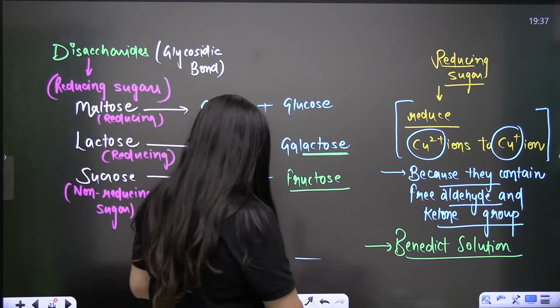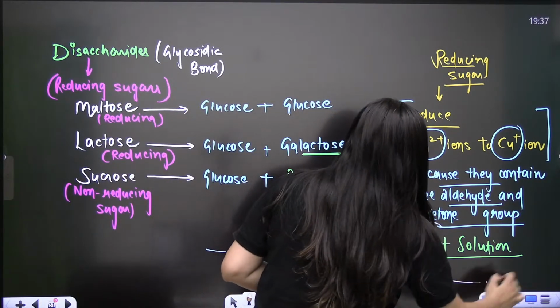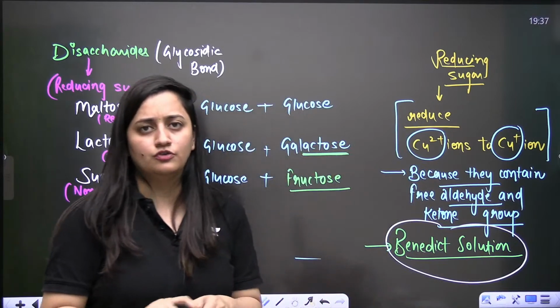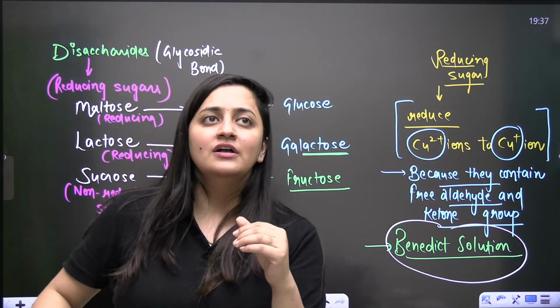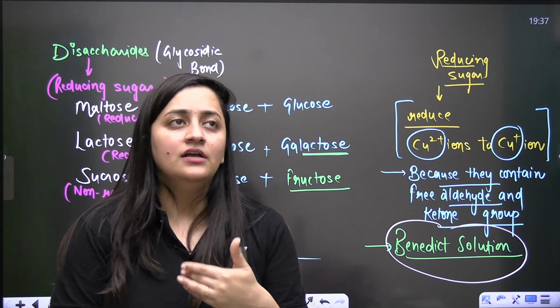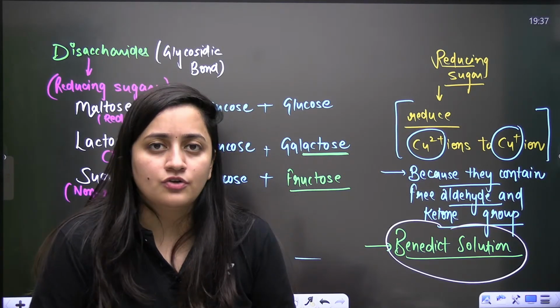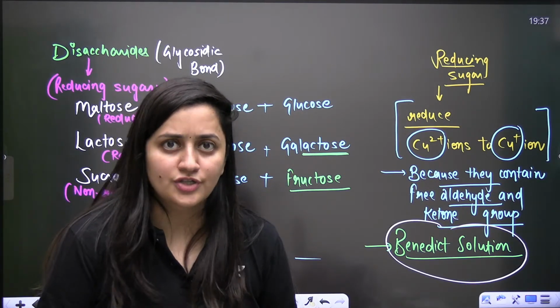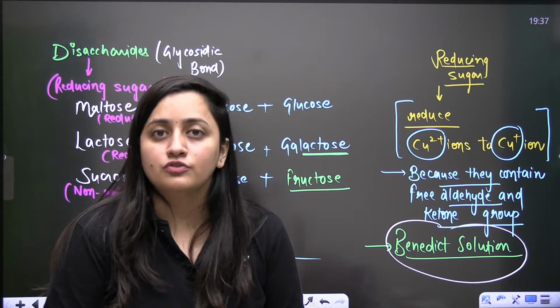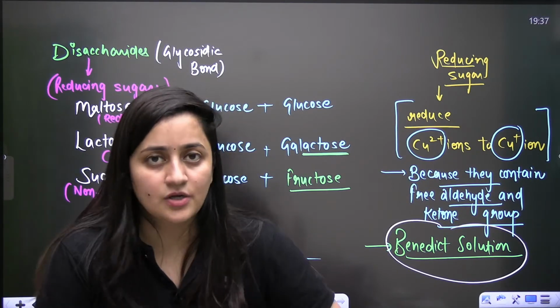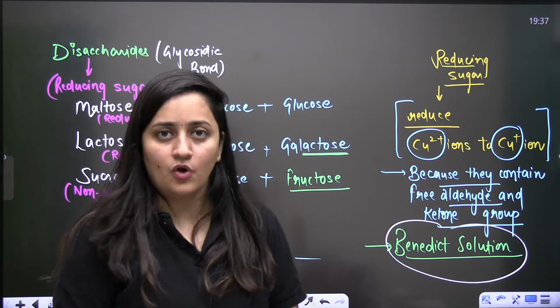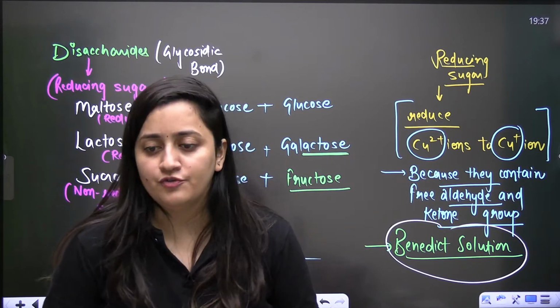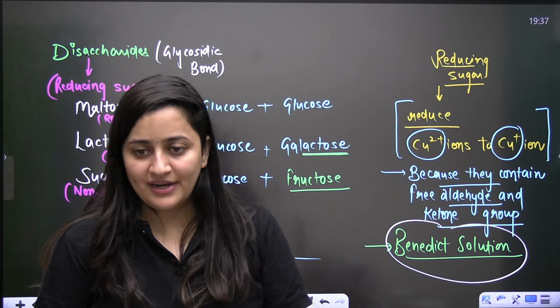So basically, in the chemistry lab also, let's say you have a mixture, you need to figure out whether that mixture contains reducing sugars or not. When you talk about reducing sugars, you could talk about the monosaccharides, right? And even your disaccharides are also reducing, but sucrose is a non-reducing sugar. So how are you going to check it? You are going to put the Benedict solution there.